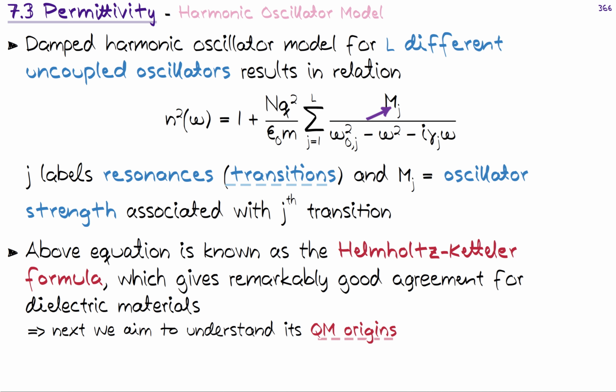So what are these mjs, omega naught js, and gamma js? What kind of resonances we may have in our system, and what are the things that affect these parameters. But more on that, of course, in the upcoming lecture on the actual topic.